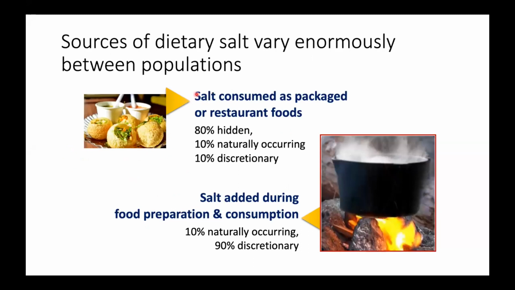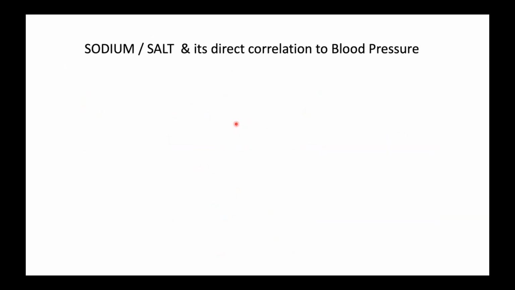So what are the sources? Sources are where we can change or where we cannot change it. So see, if you are consuming restaurant food or packaged food, 80% is hidden, 10% is naturally occurring, and 10% is discretionary. If you're cooking at your home, 10% is naturally occurring and 90% is discretionary. So food items consumed from restaurant or packaged food, we don't have any control in controlling the intake of the salt.